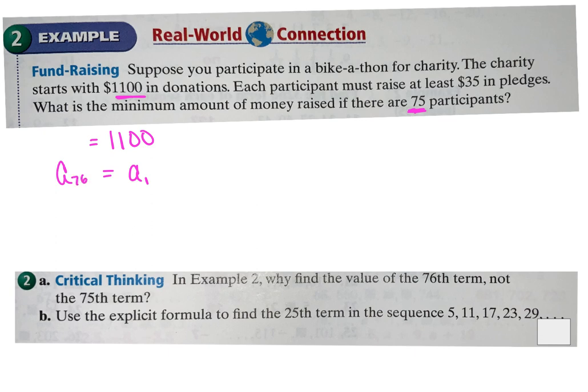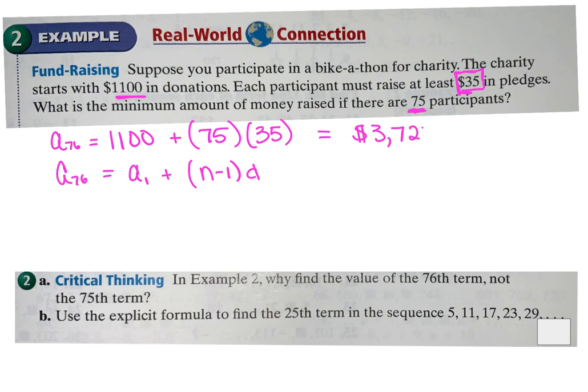So this is what we're trying to find here. All right, so a sub 76. Then I need my n minus 1. So what is my n minus 1 here? If I'm looking for the 76th term, what's my n minus 1? 75. And then they gave me my common difference. Each person is going to bring in $35. All right. So what's the minimum? If you multiply that out, 35 and 75 and add 1,100, you should get $3,725.